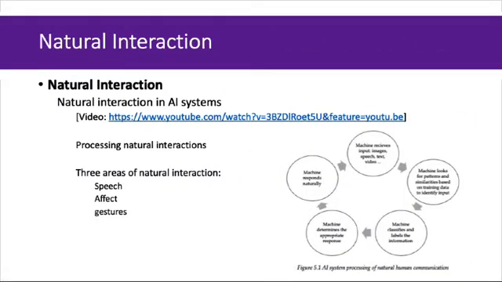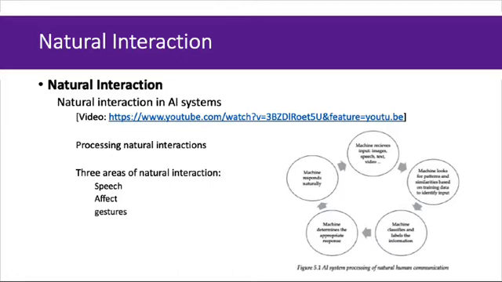A major goal of AI systems is to make the experience of interacting with a machine as natural as possible. Natural interaction in AI is the ability of an AI system to sense, process, and respond appropriately to human behavior. To learn more about this topic, you might choose to view natural interaction in AI systems, and the link for that is on screen.